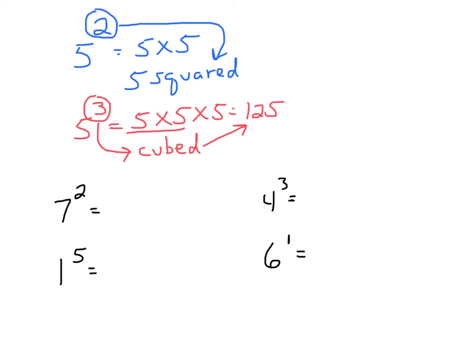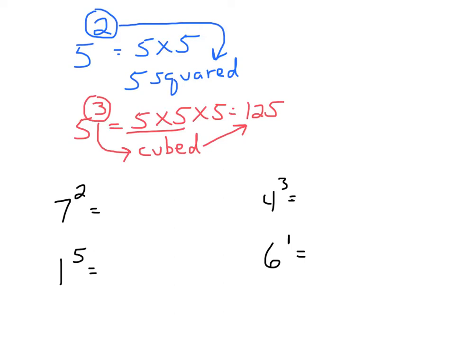So I would like to give you 4 problems to do on your own. What I would like you to do is write down these 4 problems, then pause the video, do them on your own, and then start the video up again and check your answers. The 4 problems are 7 to the 2nd power, 1 to the 5th power, 4 cubed, or 4 to the 3rd power, and 6 to the 1st power. So please do those and then start this back up again when you are ready.